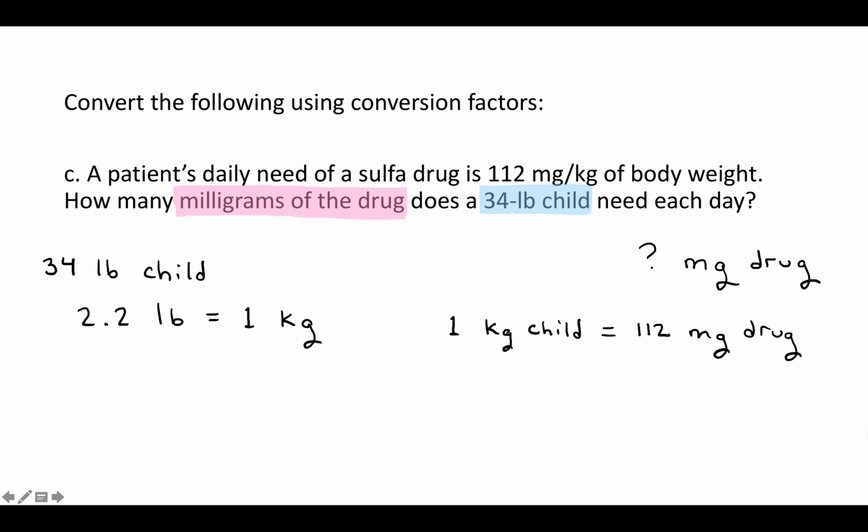So, always start with that number that they give you that's not tied to anything. In this case, it's 34 pounds of the child. Always write a multiplication sign and a fraction bar for conversions, and the units you start with, in this case pounds of child, go on the bottom of that fraction, so that they'll cancel out.